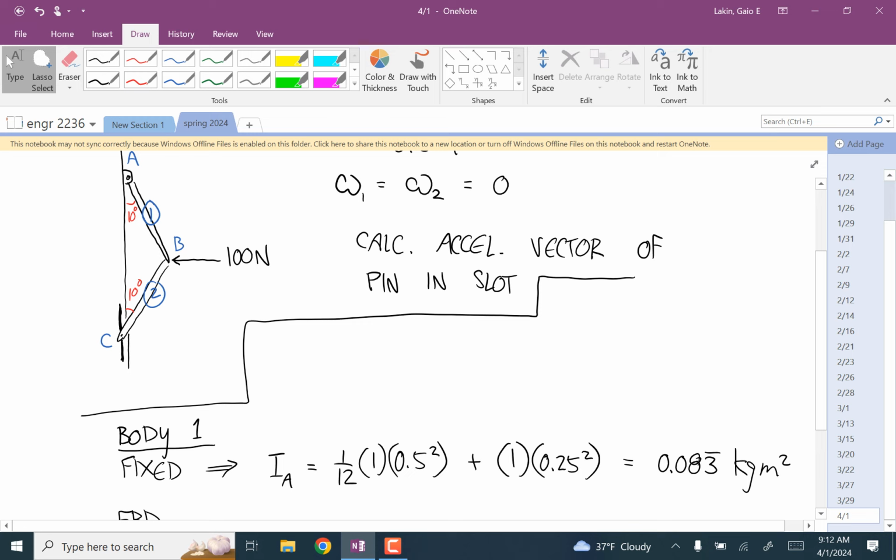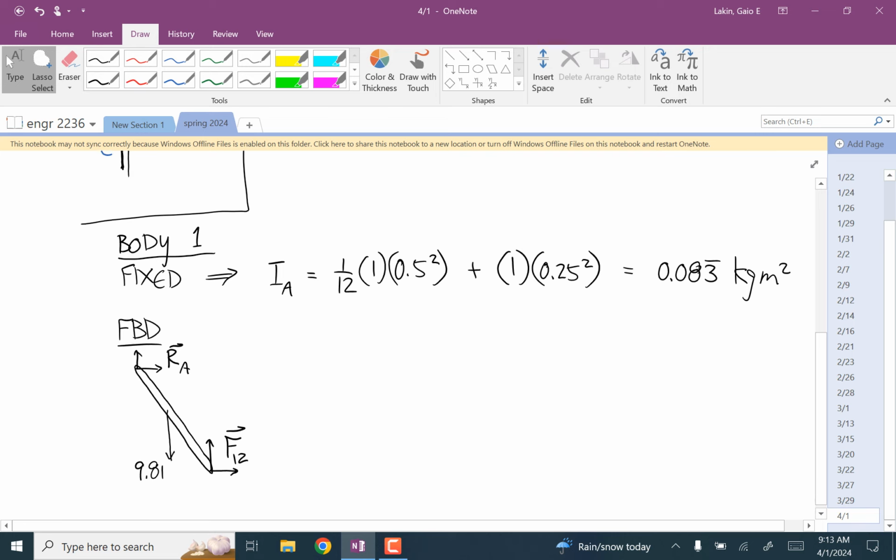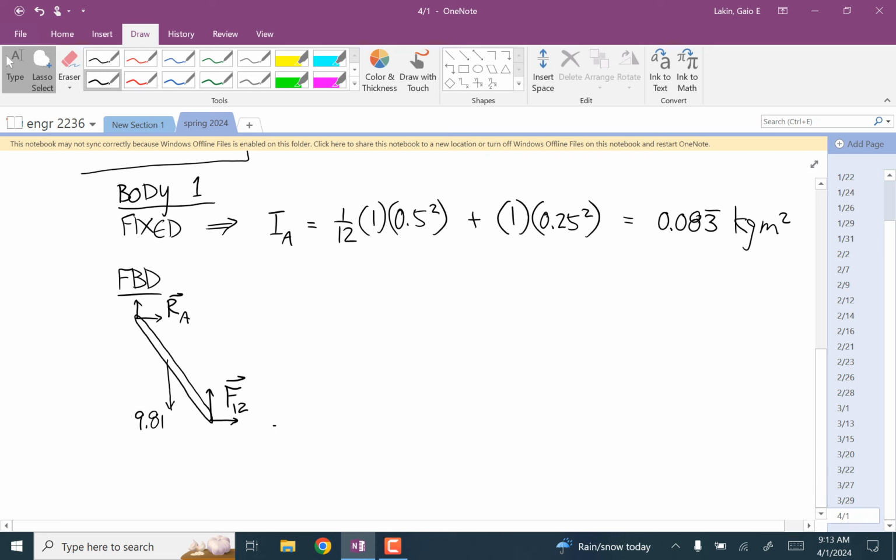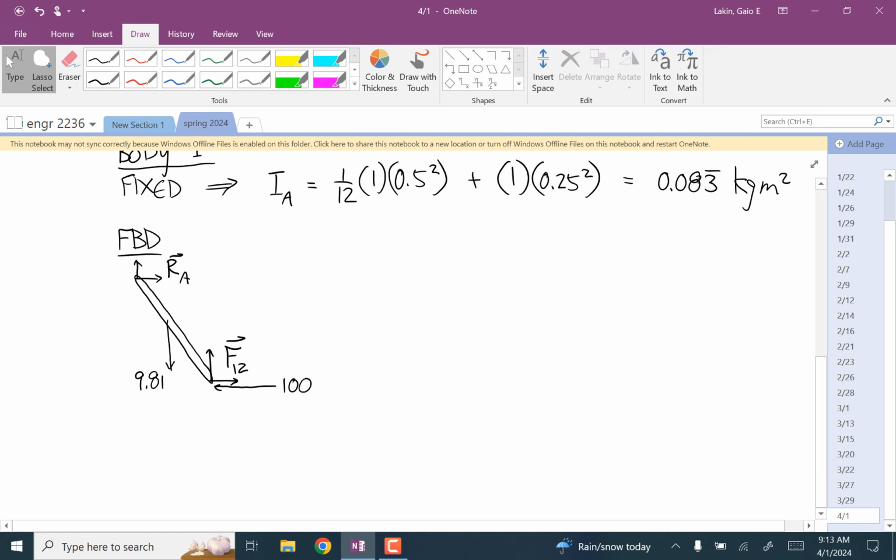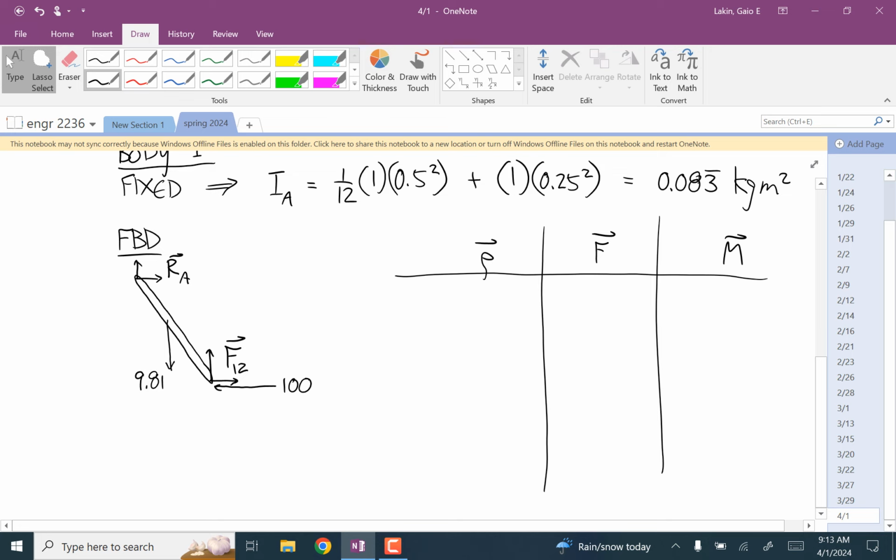And what I use to keep stuff straight is anything that happens at the joint, I treat it as happening at the lowest numbered member at that joint. So since that joint connects members 1 and 2, I treat that 100 like it acts on member 1 and not on member 2. Okay, so I also have this 100 Newton force like this. And then the table. Our about point is here at the pin.